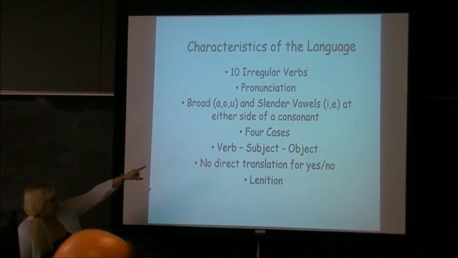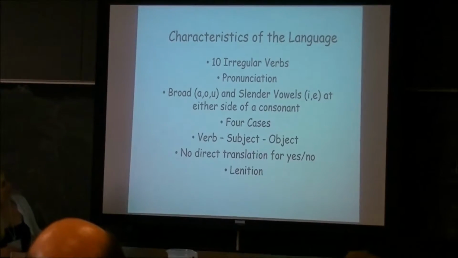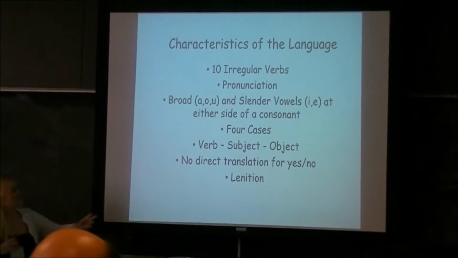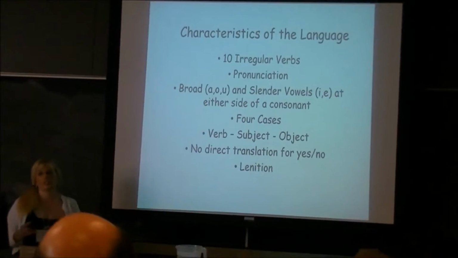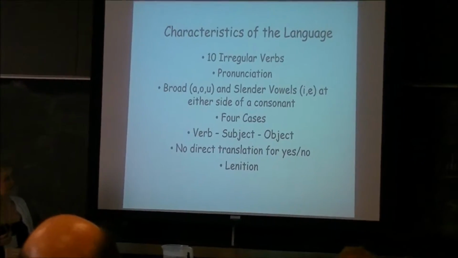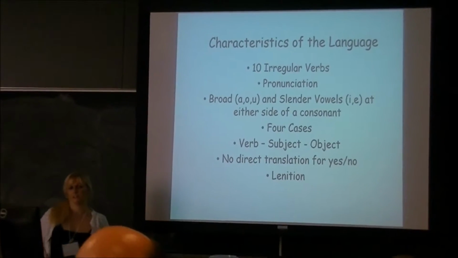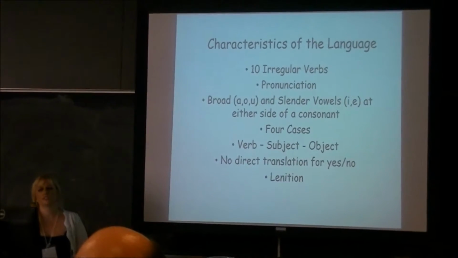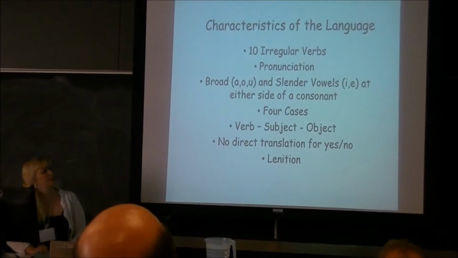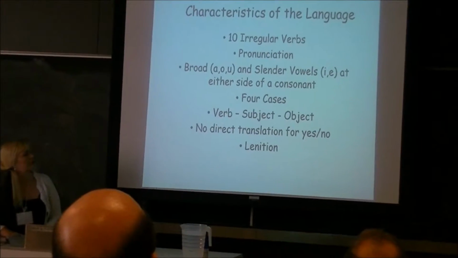We have broad and slender vowels, and the vowels either side of a consonant, depending on whether they're broad or slender, can change the pronunciation of the consonant. There's 4 cases, but I don't find them difficult really. I don't think the cases are the most difficult thing. It's not like Slavic languages, where it's a lot more complicated.